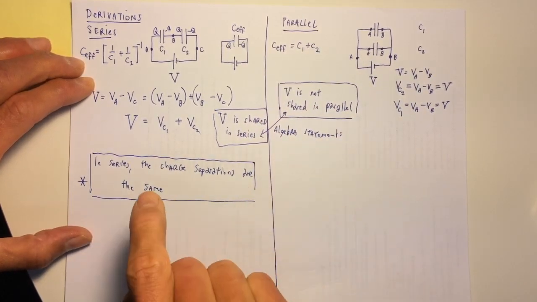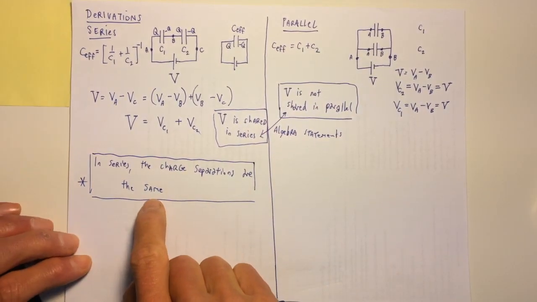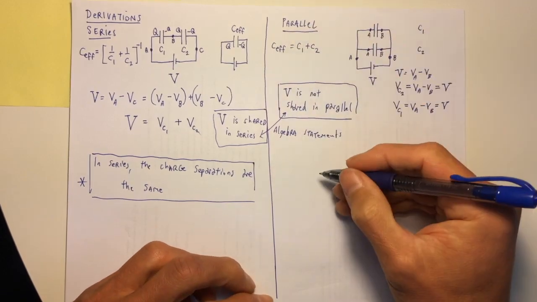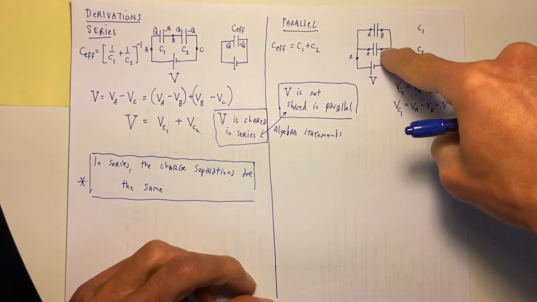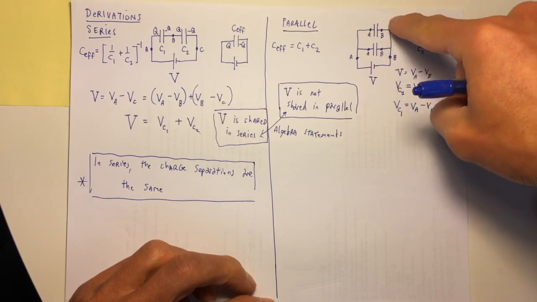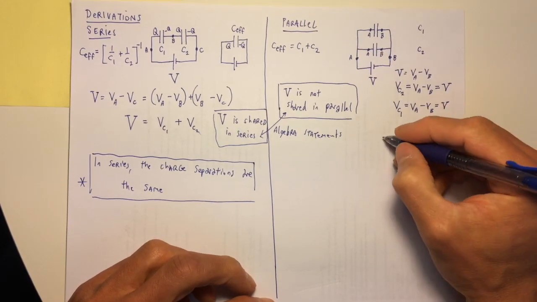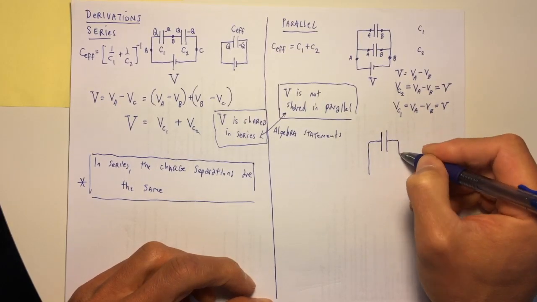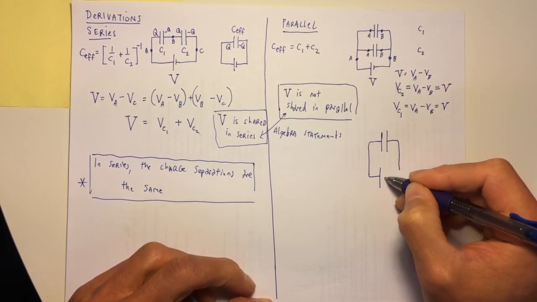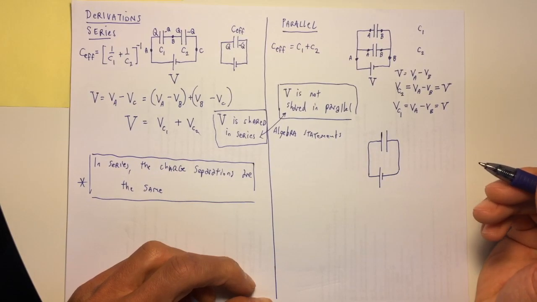And this will give you another algebra statement. In parallel, though, it's different. So in parallel, I want to re-represent this capacitor network as a single effective capacitance. So here is that effective capacitor, and this is the battery voltage.